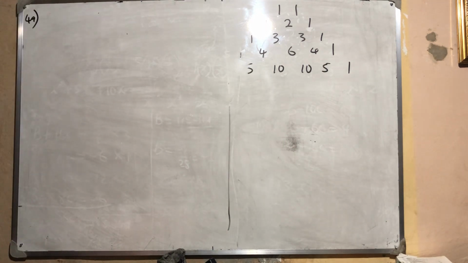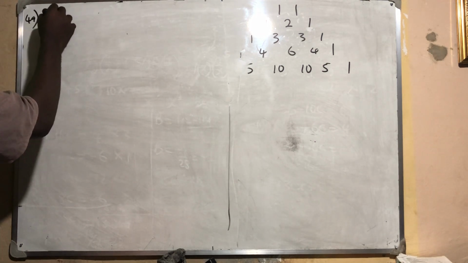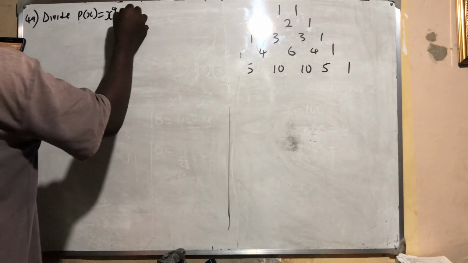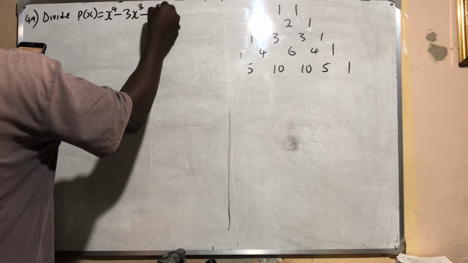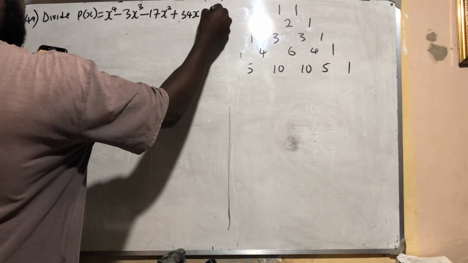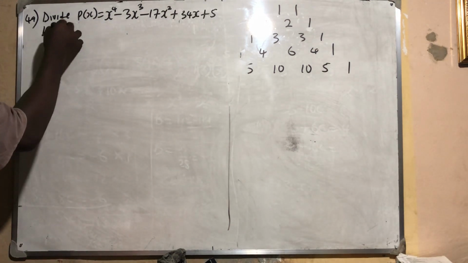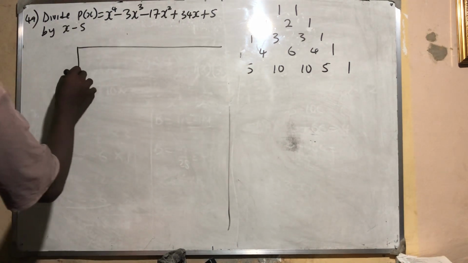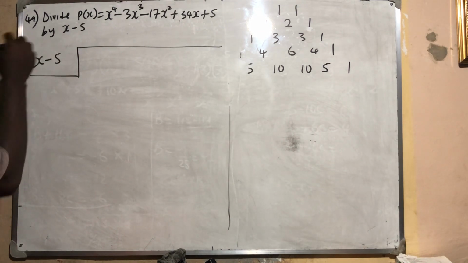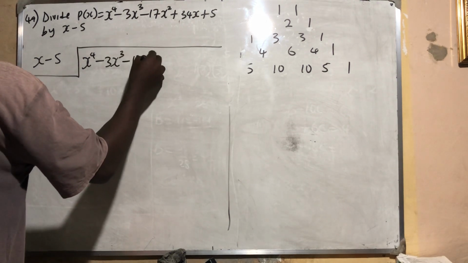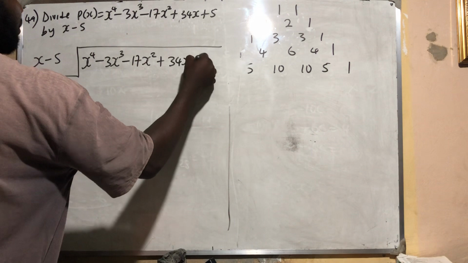4a is just 6 questions. I'm in number 4. 4a said divide p of x, which is equal to x raised to power 4 minus 3x raised to power 3 minus 17x squared plus 34x plus 5 by x minus 5. Okay? It's just long division. You draw your line like this and use your DMS. X minus 5 here. So I have x raised to power 4 minus 3x raised to power 3 minus 17x squared plus 34x plus 5. All right?